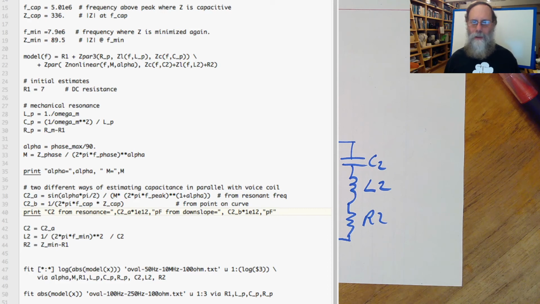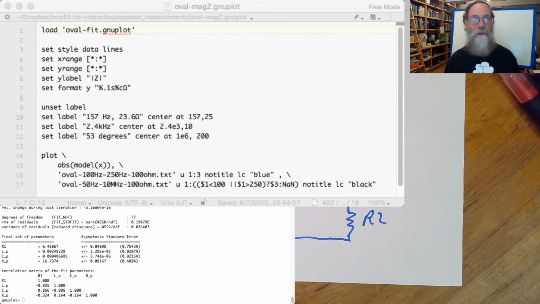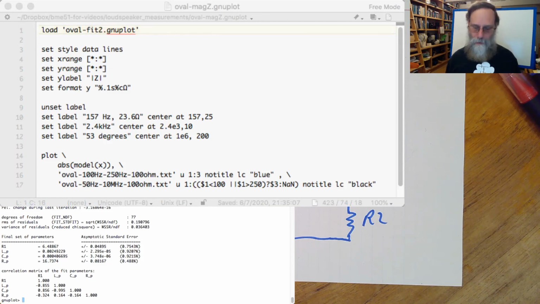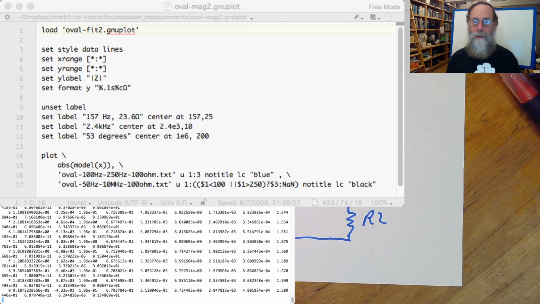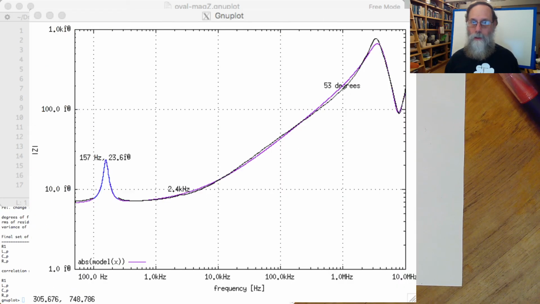All right, now let's bring up the GNU plot terminal. And I need to do one other thing. I have to look at the magnitude thing here. Instead of saying oval fit, I've got to say oval fit 2 because I'm fitting a different model from a different file. So let's save that and load that. And it's done the fitting, and let's bring up GNU plot again.